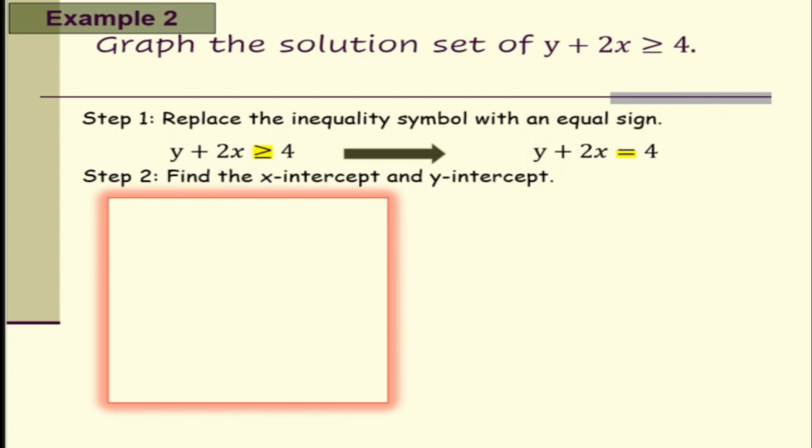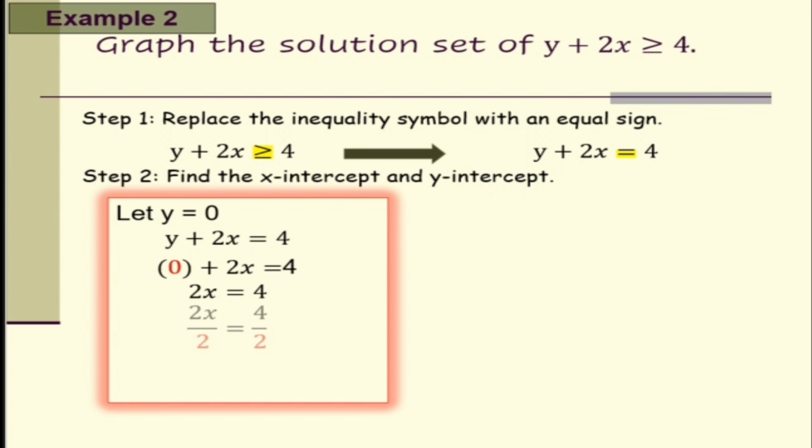To find the x-intercept, let y is equal to 0. Copy the equation y plus 2x equals 4. Then substitute 0 for y. We have 0 plus 2x equals 4. The result is 2x is equal to 4. Then, to get the value of x, divide both sides by 2. We have x is equal to 2. The x-intercept is 2, or 2, 0.